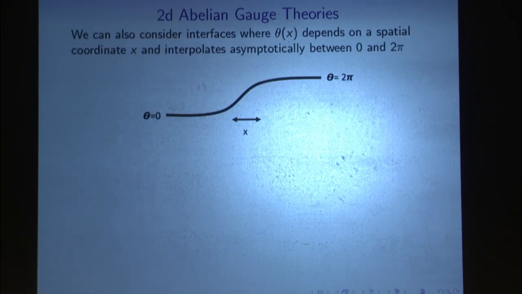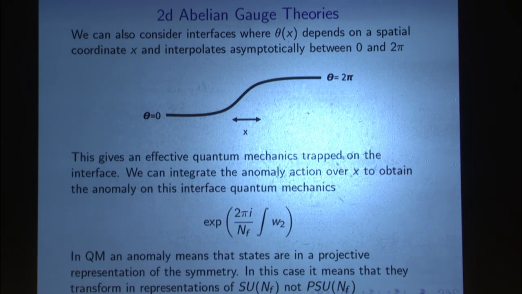OK, the second kind of application is to consider position-dependent theta. So let's look at an interface where theta depends on x. In one limit, theta is taken to be 0. In the other limit, theta is taken to be 2 pi. And there's a smooth interpolation between them. So we can integrate our anomaly action to find the effective anomaly of this quantum mechanics that lives here.